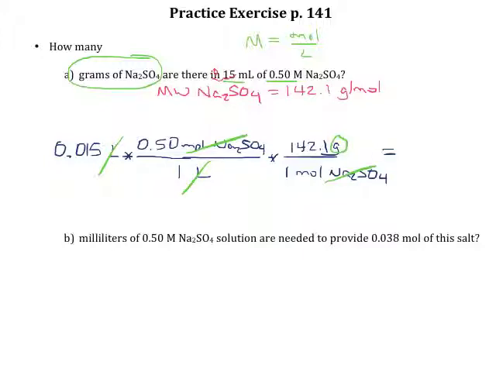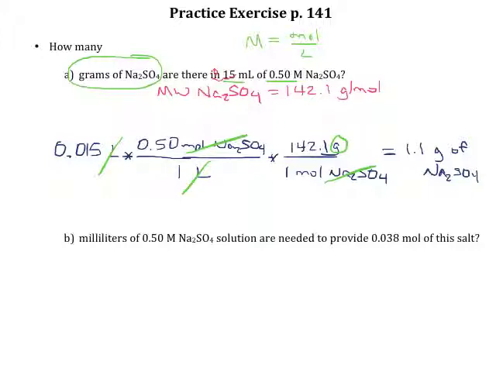Looking at the significant figures, we only get 2 significant figures, so the answer is just going to be 1.1 grams of sodium sulfate. Again, there are a few different ways to set this up, but I like using the molarity as a conversion factor.